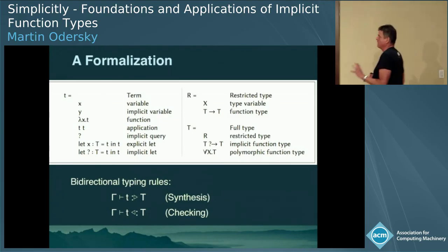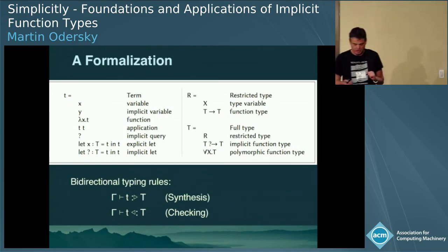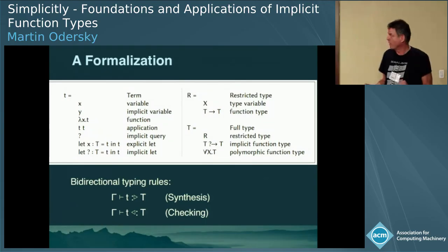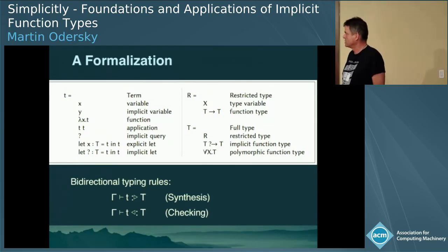So what we have here is a formalization of the implicit function types that I've shown you so far. What we have here is essentially an implicit version of System F. We have variables, functions, applications. And what's interesting here is the functions are Curry style, so no type is given. The type is given later in a let. So essentially, I define these functions by name as in a let, and there I provide a type for the let and a term, and then the body where the function is visible.